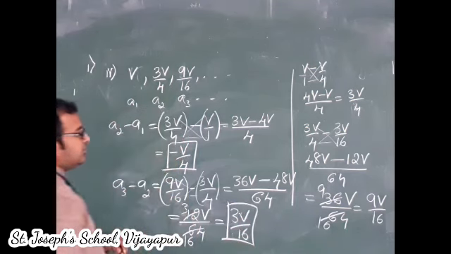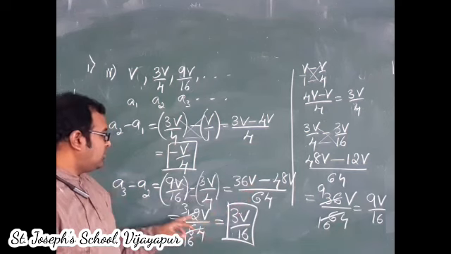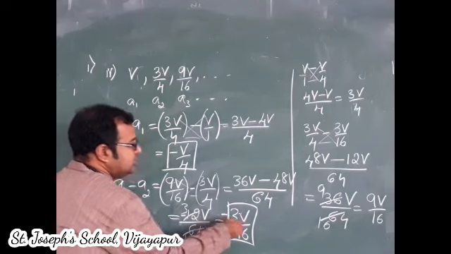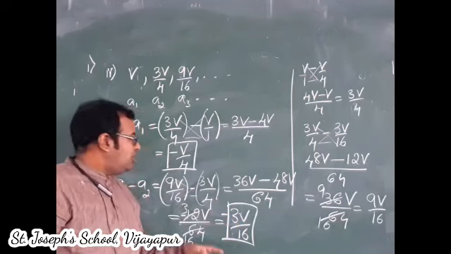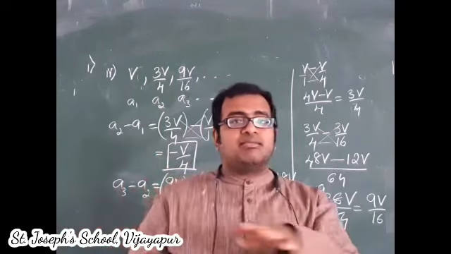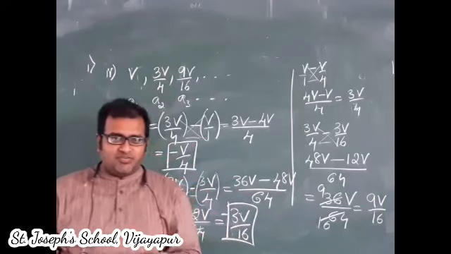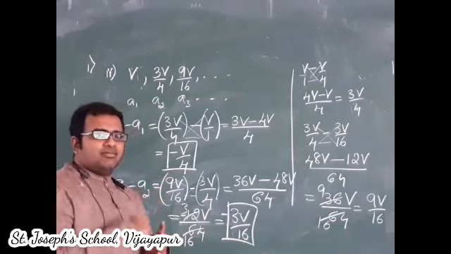What do we see here? Since it's a negative number, it's minus 12 here, sorry. Minus, so answer is minus 3V by 16. They both are negative, yes. However, the answers are not same. The number is not same, means the difference is not constant. So there is no common difference. So this is not an AP. The given sequence is not in AP.